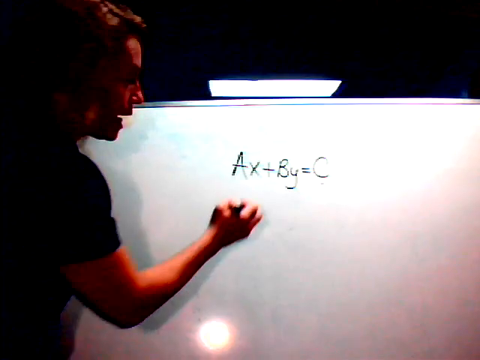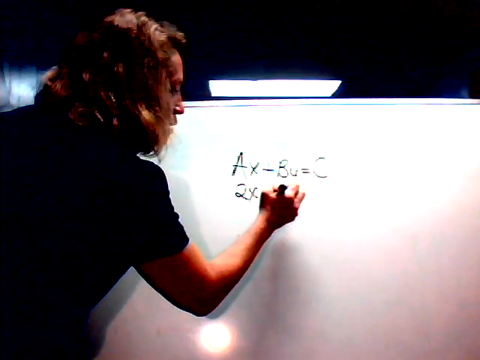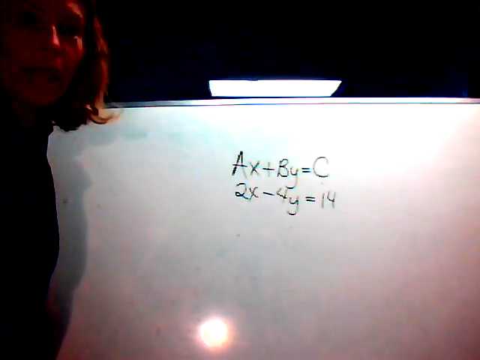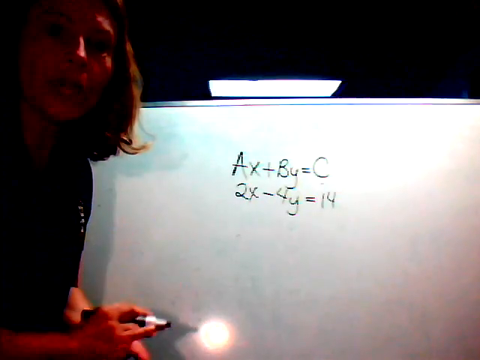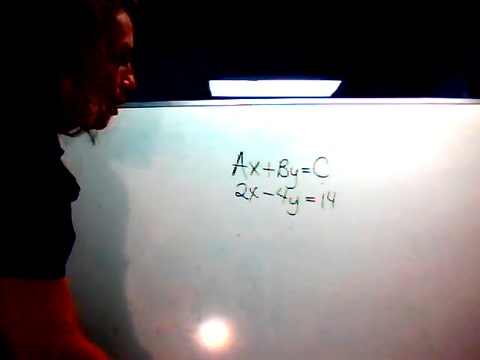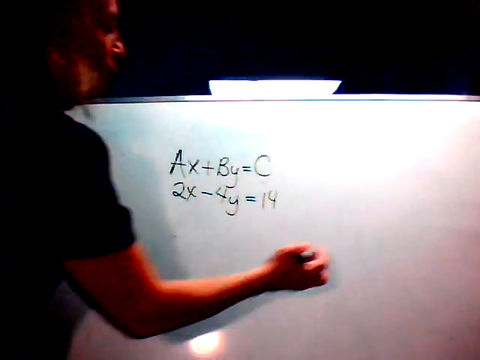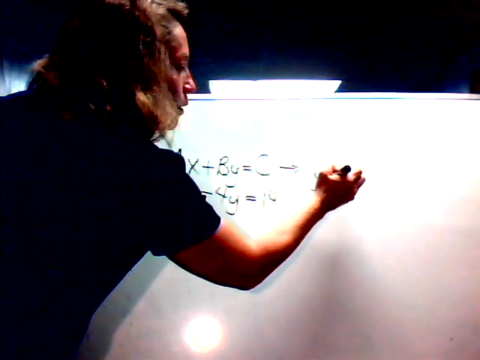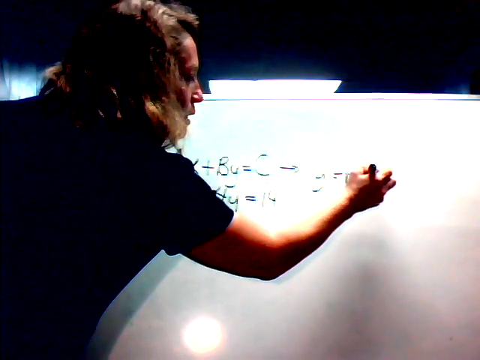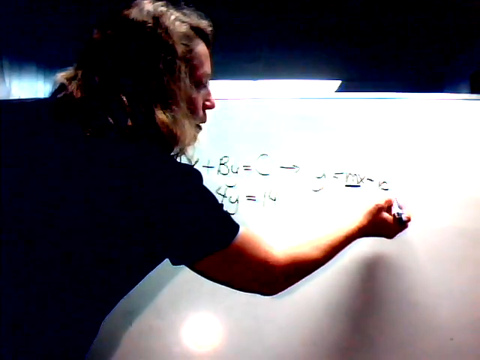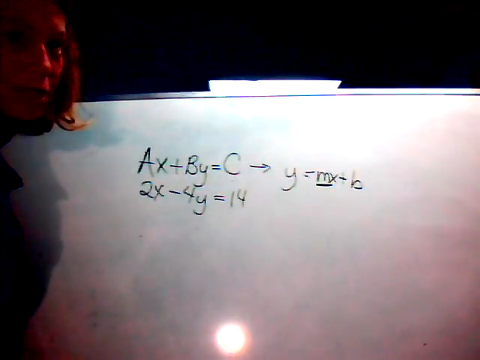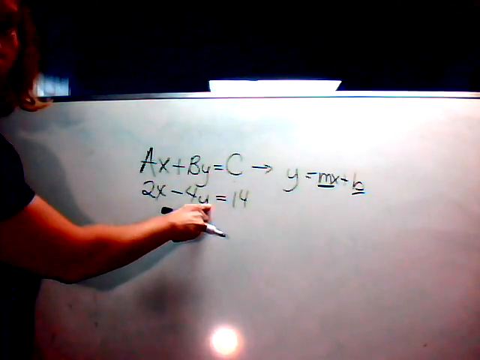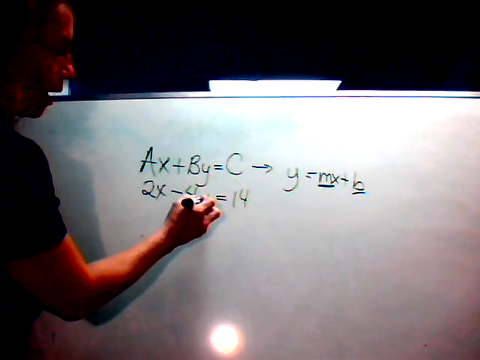So I'm going to plug into that 2x minus 4y equals 14. Now that's in standard form. If I want to change the form to y-intercept form, I'm going to write over here what I'm trying to get to. Y-intercept form is y equals mx plus b, where m is my slope, m is for mountains, and mountains have slope, and b is for my y-intercept. So I have to get this equation in this form, so I have to get the y by itself.